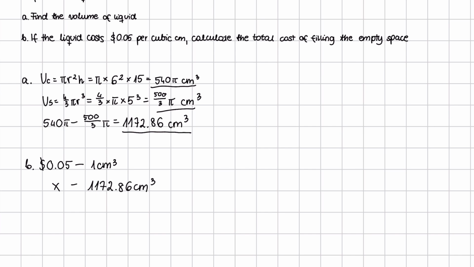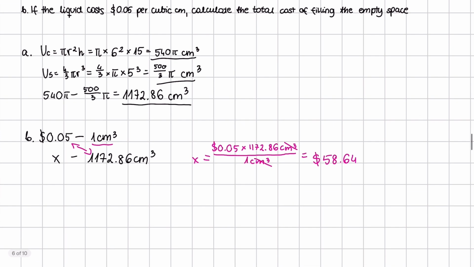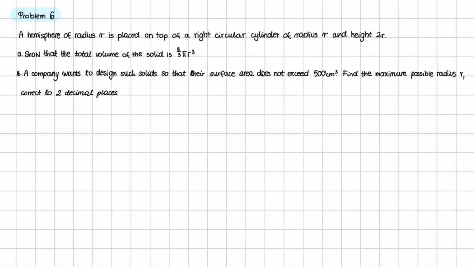And now we have to multiply this with this and then divide by this. And of course our cubic centimeters cancel out, and our answer is $58.64.